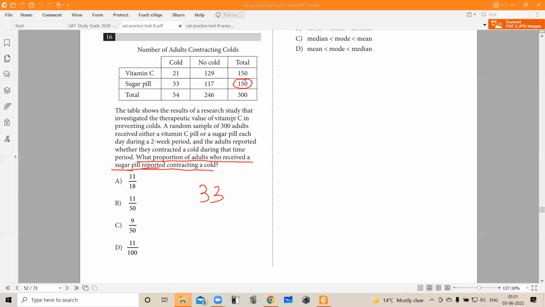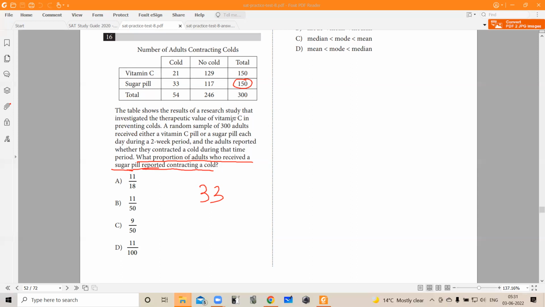That's what I'm thinking. A random sample of 300 adults received either a vitamin C pill or a sugar pill each day during a 2-week period, and the adults reported whether they contracted a cold. So they are given the vitamin C pill or the sugar pill, and then they are reporting whether they are contracting the cold or not. Okay, so I figured it out. It's 33 over 150.